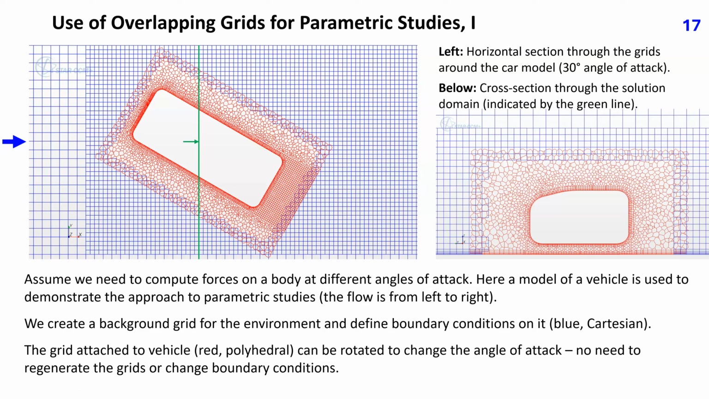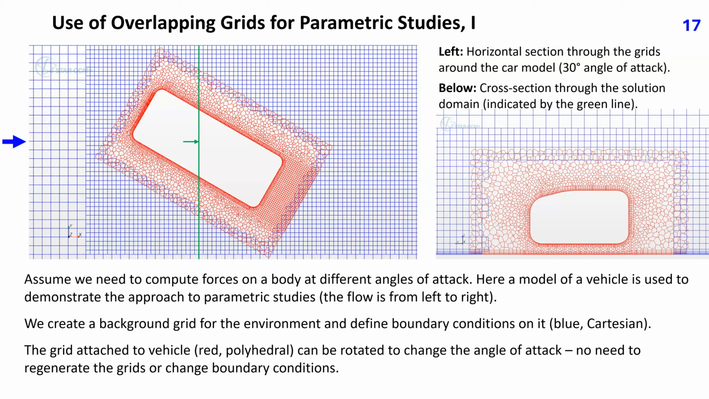To enable efficient and automated conduction of such parametric studies, we create a background grid for the environment and define boundary conditions on it. The background grid is in this case Cartesian, with one level of refinement around the body and in its wake, as shown in this plot with blue lines. The solution domain is much larger than shown in these plots.